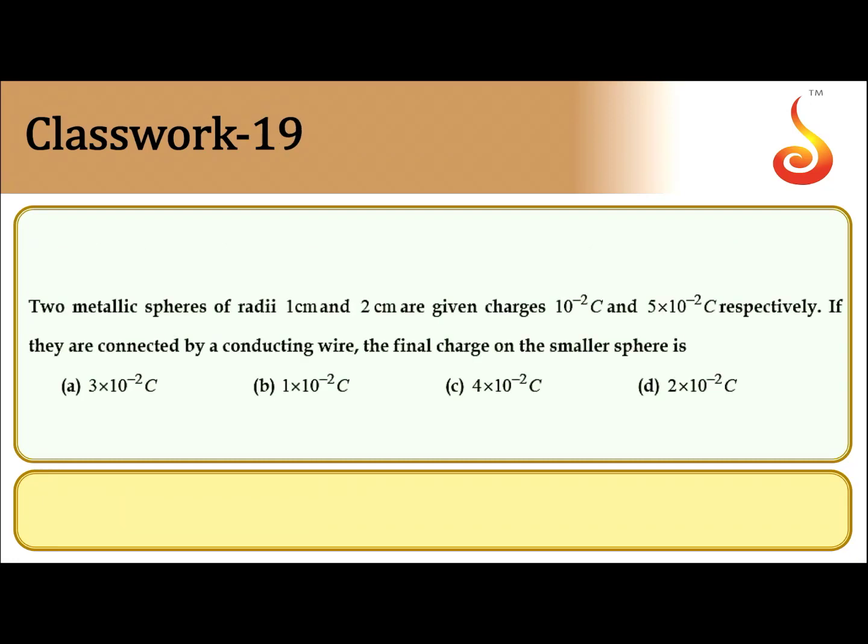Next one. Two metallic spheres of radii 1 cm and 2 cm are given charges of 10 to the power of minus 2 coulomb and 5 into 10 to the power of minus 2 coulomb respectively. If they are connected by a conducting wire, the final charge on the smaller sphere is?